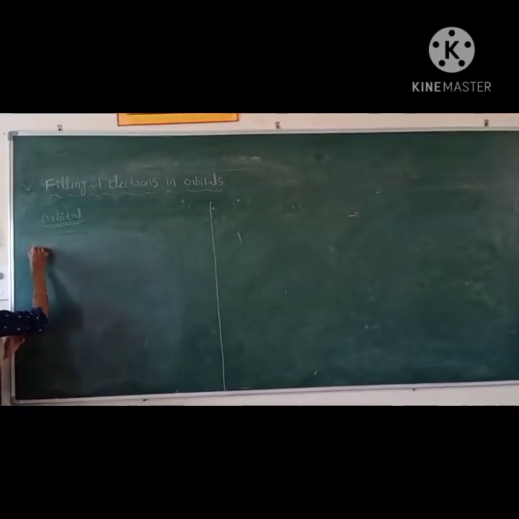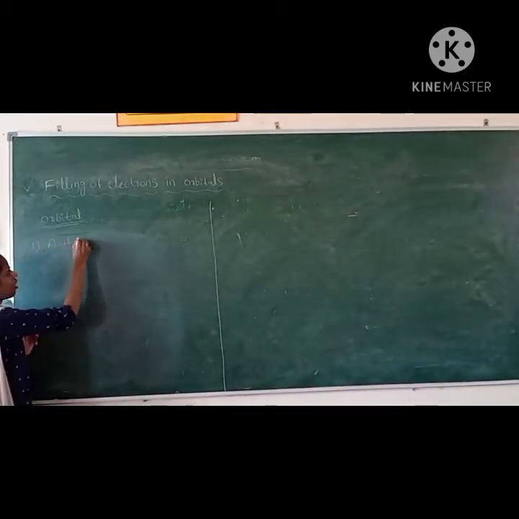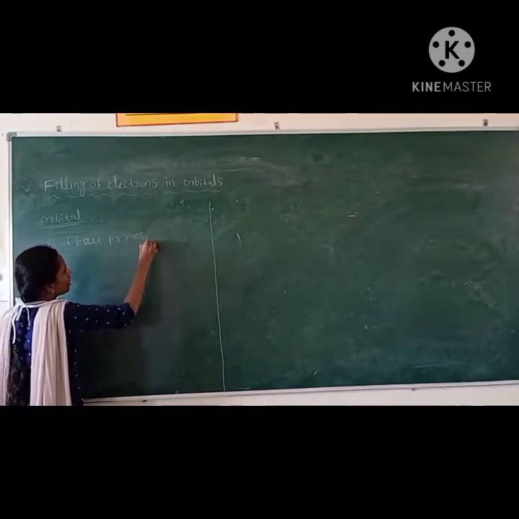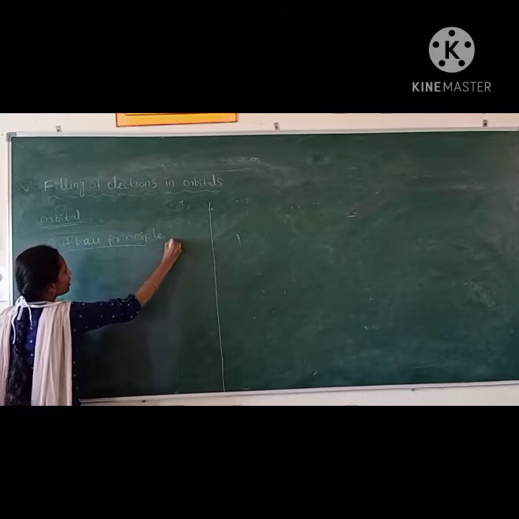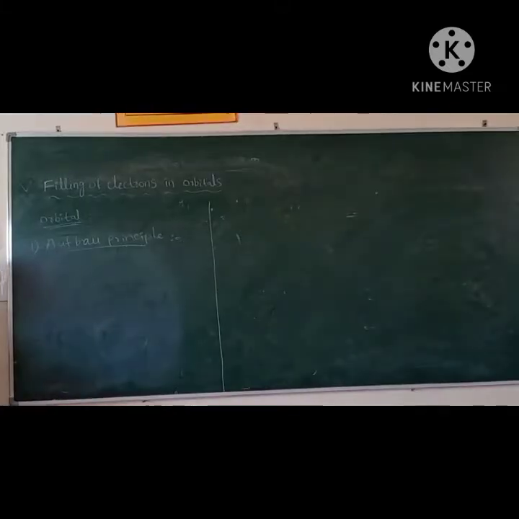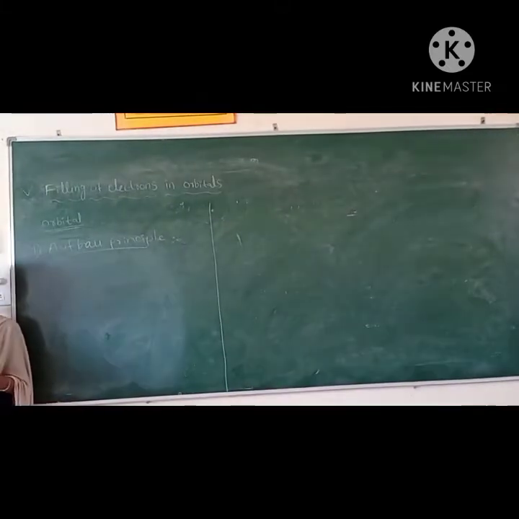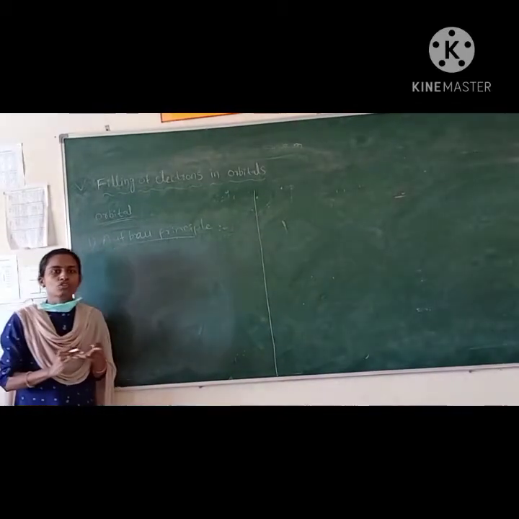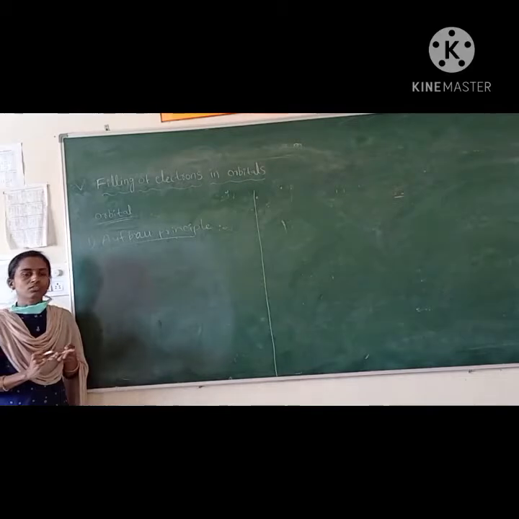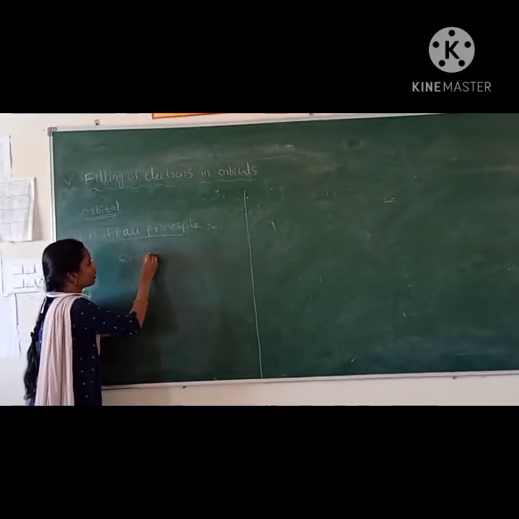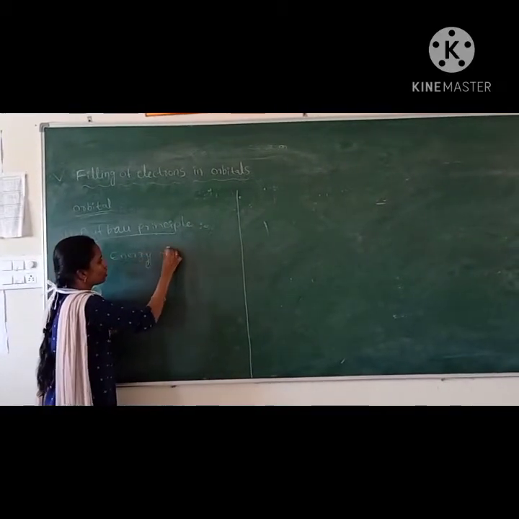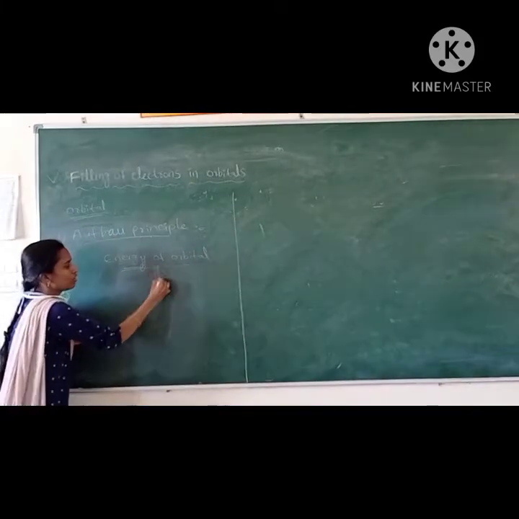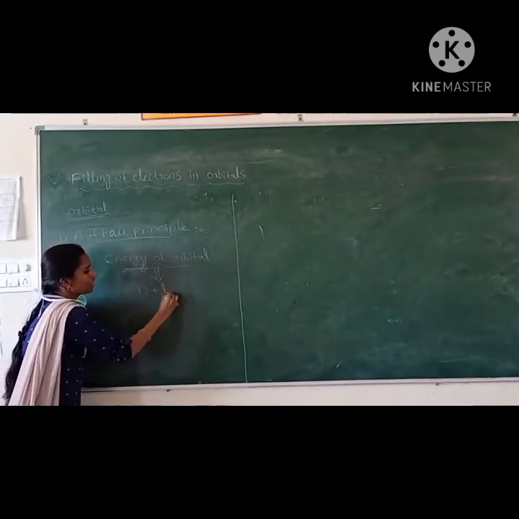So the first one is the Aufbau principle. Aufbau means building up of orbitals. So how electrons are filled into the orbitals is based on the energy of orbitals, and we can calculate the energy of an orbital by using n plus L values.